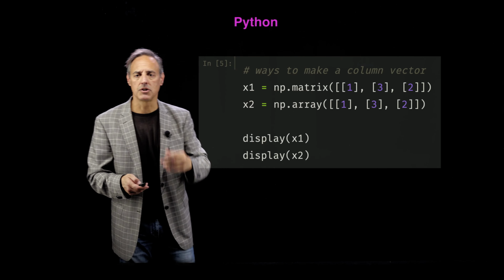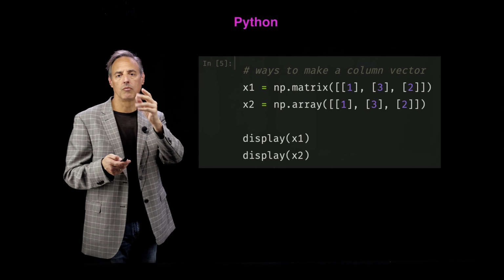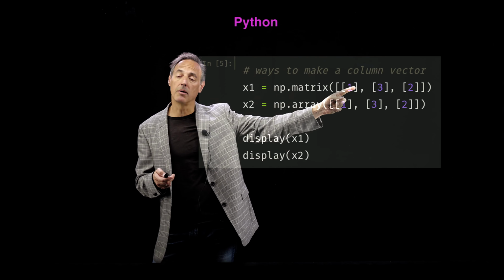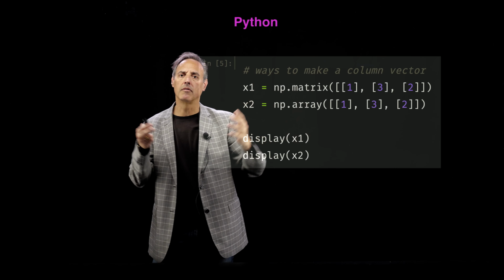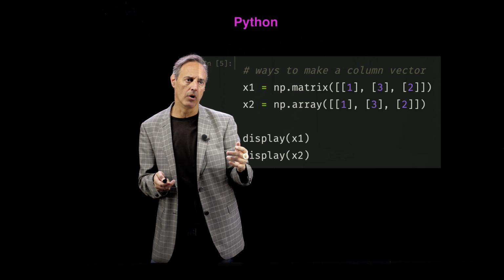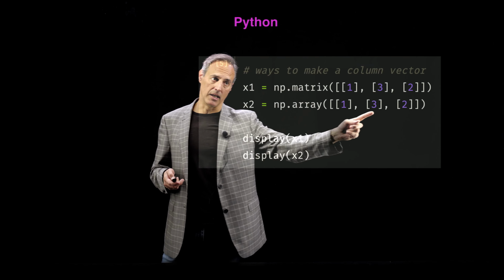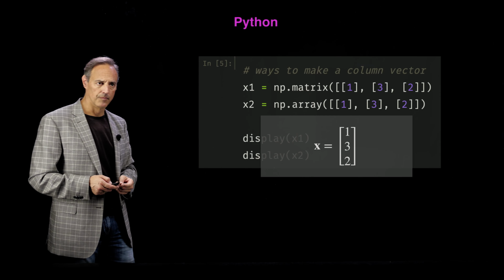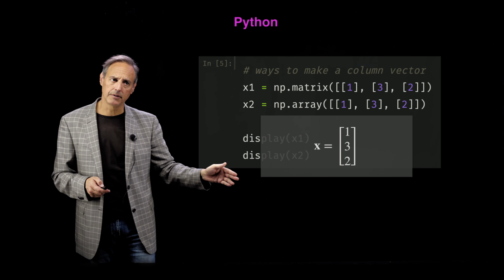Now, since it's a column vector, there's only one column. For each row, there's only a single column, and so that's why you only have a single number in here. I could, of course, make a matrix and have multiple columns, but then it'd be a matrix and not a column vector. You can also use the np.array command, and again, same kind of structure. And if you display these, they just give you that vector right there. So now it's a column vector of 1, 3, 2.